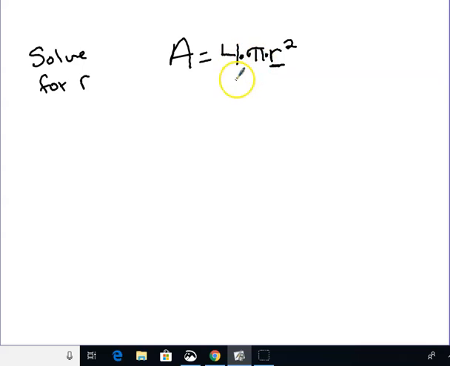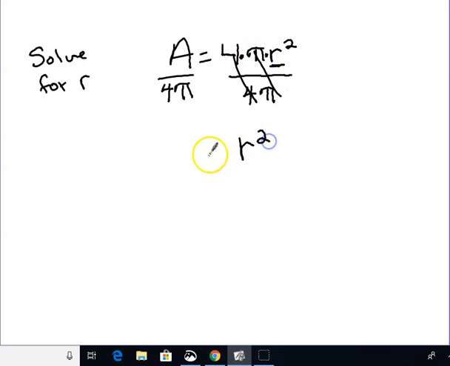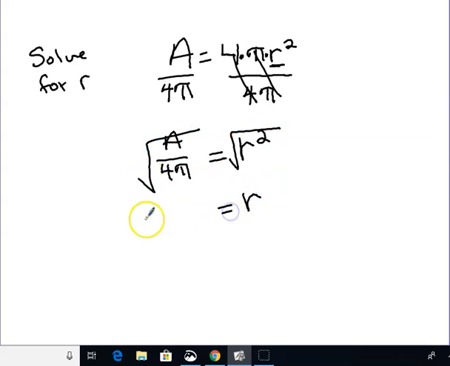To undo multiplication, you should divide. We can divide both 4 and pi at the same time. And what you do to one side, do to the other. Now we have r squared equals a over 4 pi. Again, we are undoing. Opposite of a square is a square root. So r equals the square root of a over 4 pi. We could leave it like that. We could also square root the 4 and pull it out. But for the purpose of this video, let's just leave our answer like this.